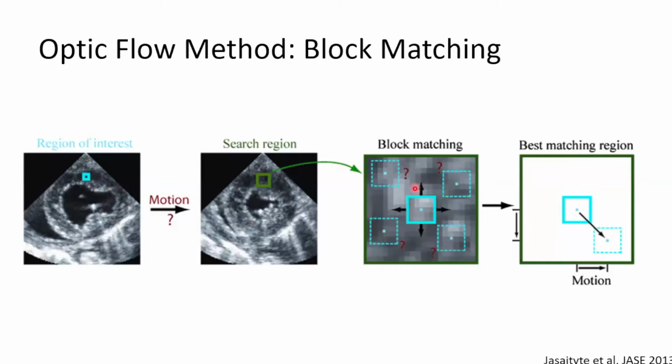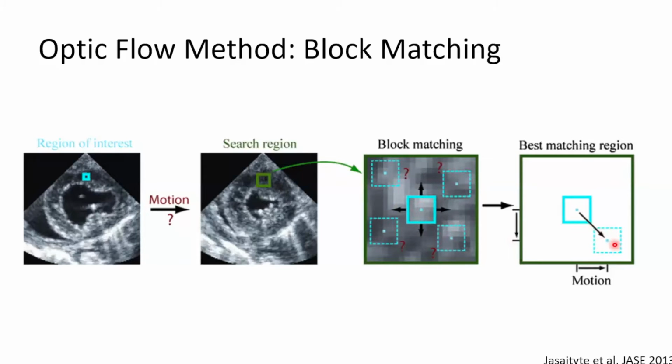And within the search region, it tries to look at all the possible ways that region of interest in blue could have moved. It could have moved to this side, this side, this side, or this side. These are all possible movement or motion directions. And then it tries to compare the original region of interest with all of these other blocks, and tries to match it to the most likely pattern that was found in the original blue block.